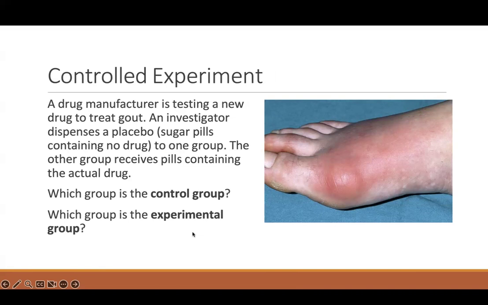So for a quick check, think about this. A drug manufacturer is testing a new drug to treat gout. An investigator dispenses a placebo, a sugar pill that contains no drug, to one group, and the other group receives pills containing the actual drug. Think about in this situation which group is the control group and which group is the experimental group.